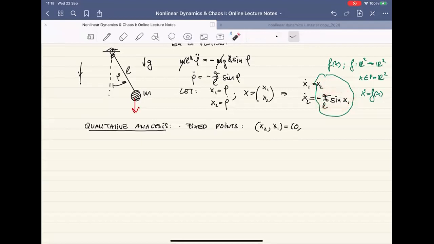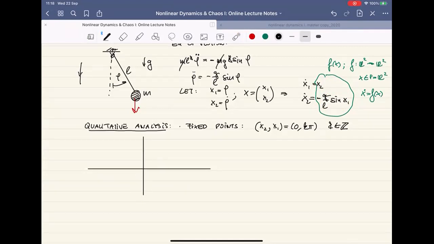So when does it vanish? Well, when you have k times pi for x1. So k is any integer. Okay. So if I now try to draw the little information I already have about the phase space, I already have some, right?